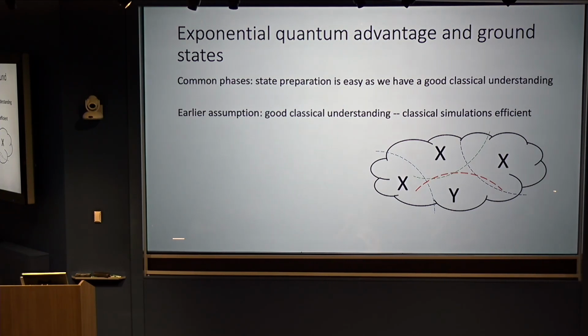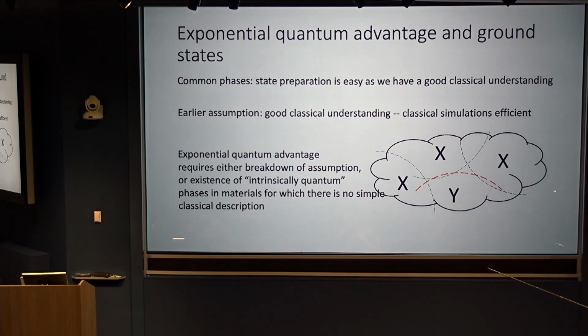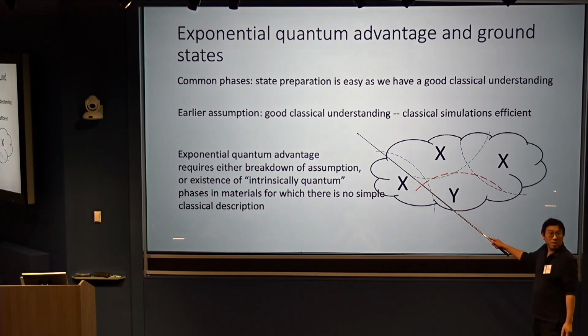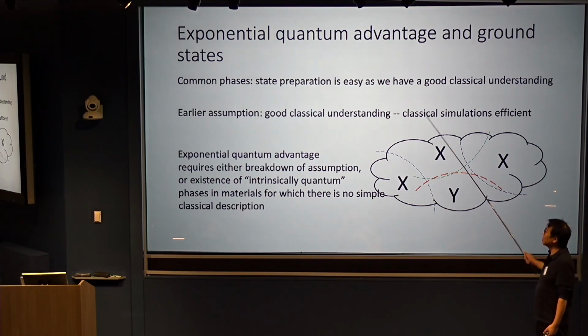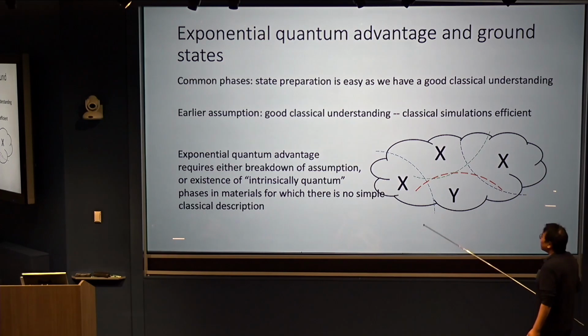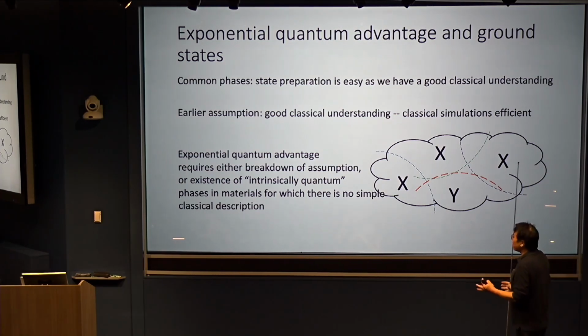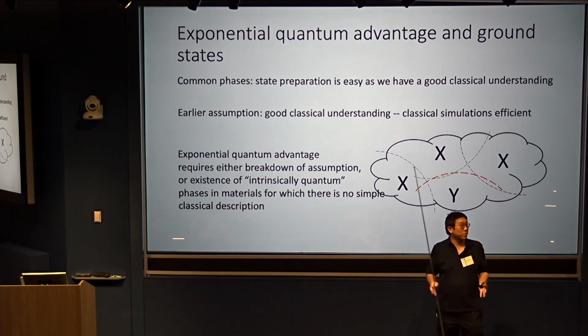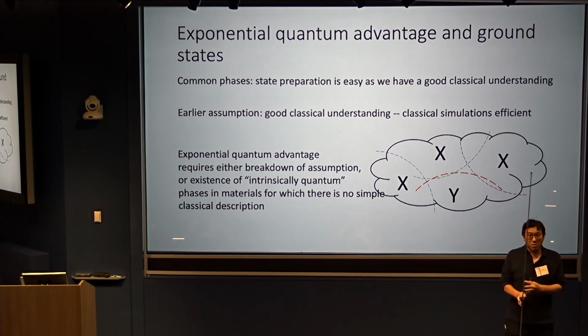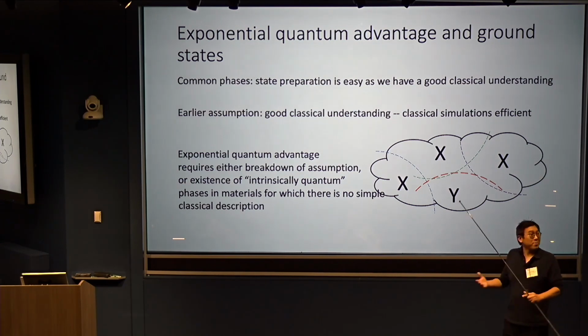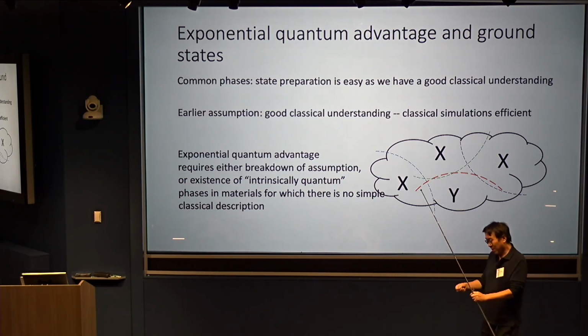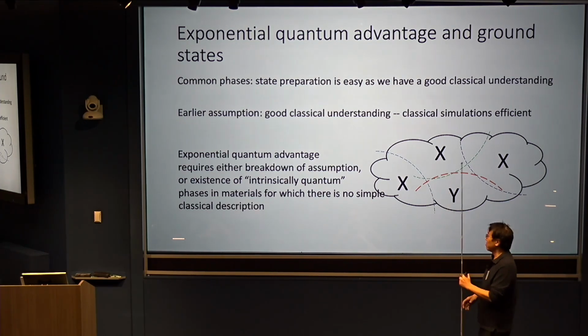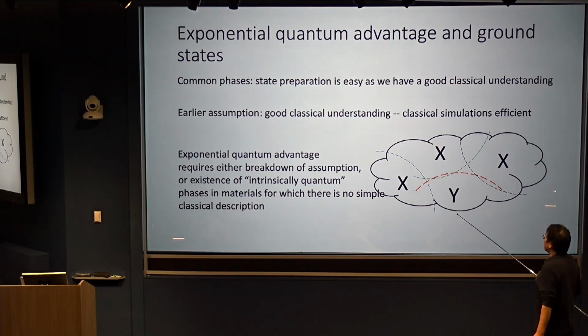So to obtain a very large quantum advantage, you need one of two things to happen. Either you need this early assumption, that if you know what phase you're in, classical simulations are efficient, to break down. Or you have to have some intrinsically quantum phases and materials for which there's no simple classical description at all. That would be very odd, because I think that goes against how theoretical condensed matter physics works, right? If you're trying to formulate any theory on pencil and paper, you're implicitly assuming that you can write down some kind of classically understandable description. But perhaps it's possible there are phases for which no such simple description exists.